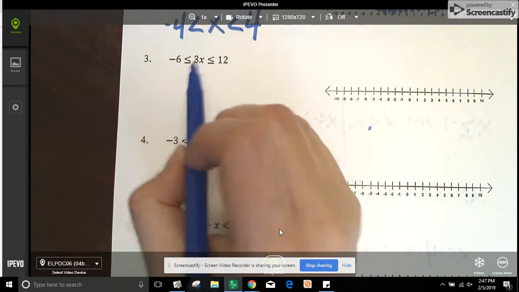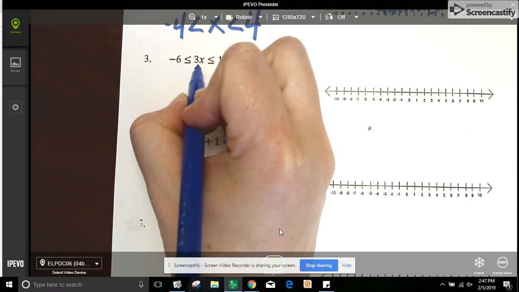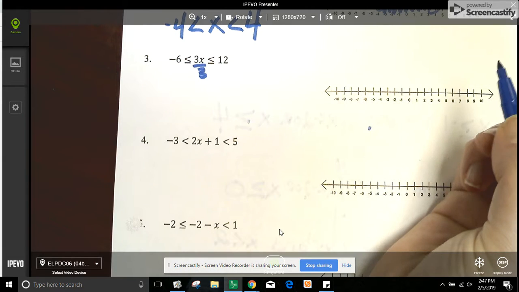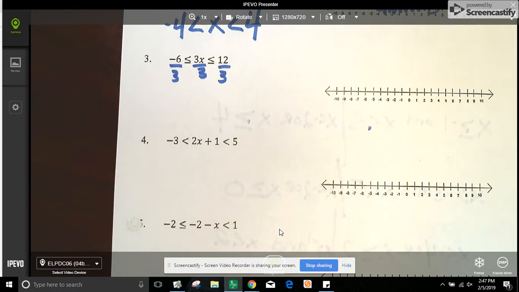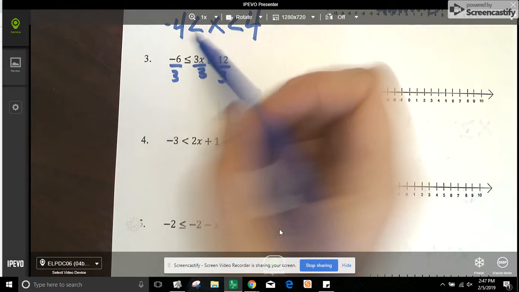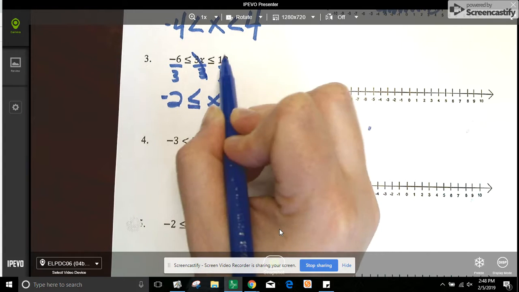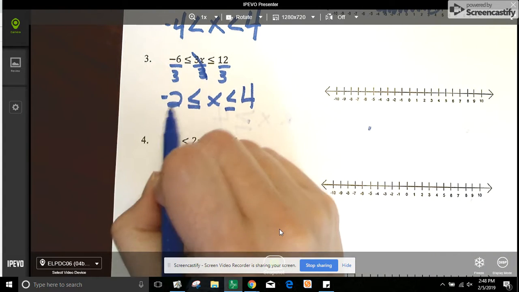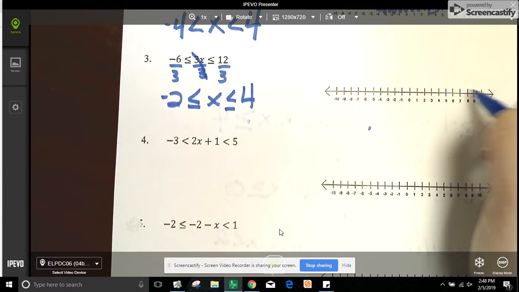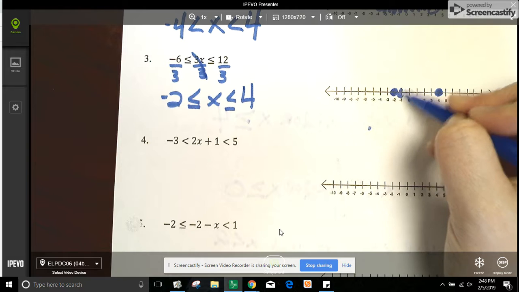Number 3. This is 3 times x. The opposite of multiplication is division. Whatever you do to the center, you have to do to the left and to the right. So -6 divided by 3 is -2. They cancel in the middle. 12 divided by 3 is 4. And then I got a closed circle and a closed circle. So closed circle at 4, closed circle at -2, shading in the middle.